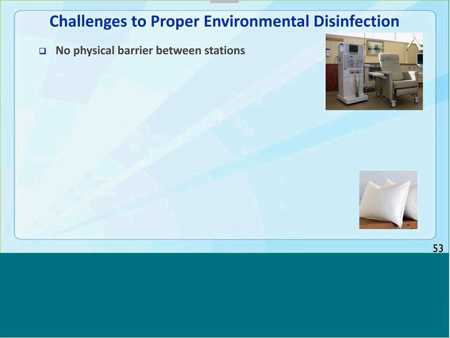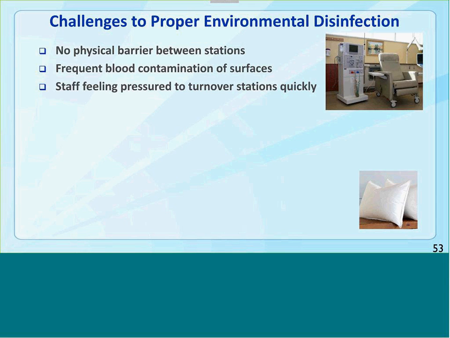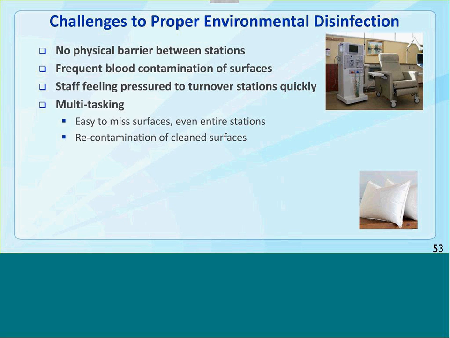So sometimes that's a complicated station. There's no physical barrier between stations. There's frequent blood contamination in surfaces, and we just talked about frequent contamination from other areas, as an example from the C. diff and the VRE. Staff feel pressure to turn over stations quickly. And all the time, it's easy to miss even entire stations.